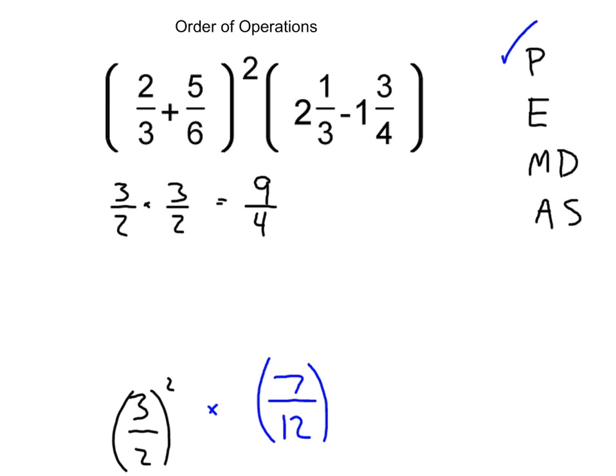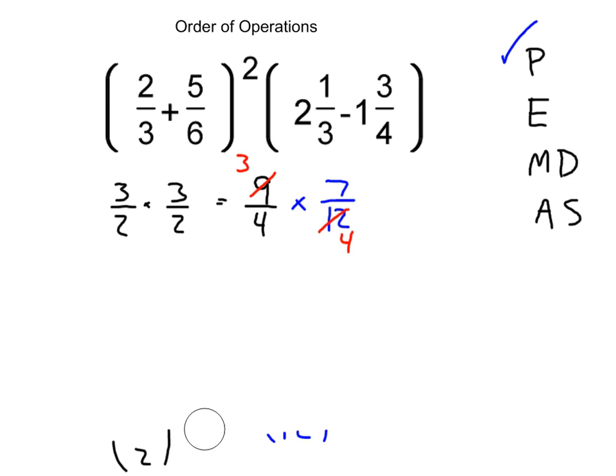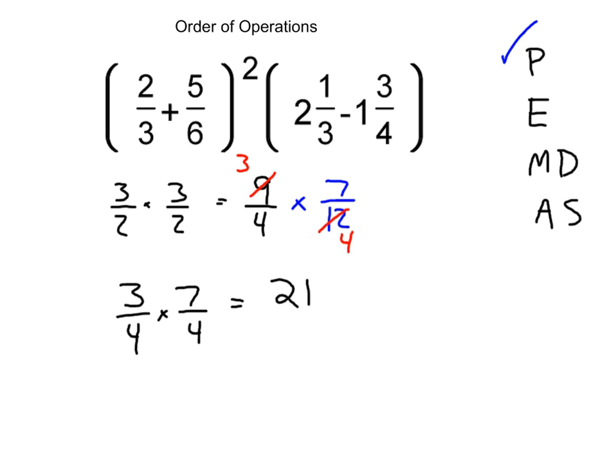Finally, we need to take care of that last multiplication. We need to multiply this by 7/12. I see that 9 and 12 are both divisible by 3. 3 goes into 9 3 times. 3 goes into 12 4 times. So now we'll rewrite this. 3/4 times 7/4. And we multiply these together. Multiply the numerators. 3 times 7 is 21. 4 times 4 is 16.